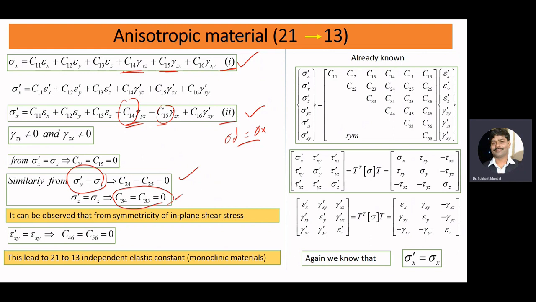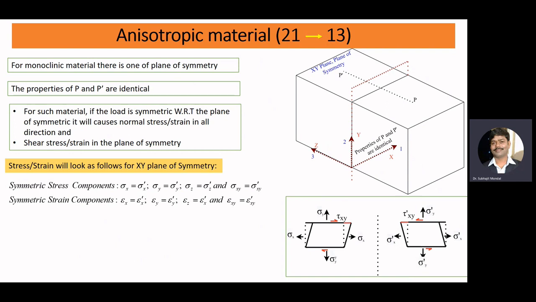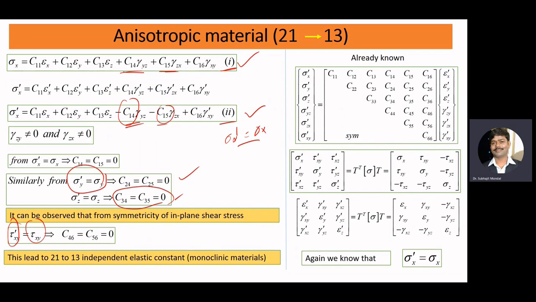Now again, if we consider that tau xy dash and tau xy are also symmetric, because we have assumed that this plane is symmetric, then if we consider the shearing stress in this plane, the shearing stress, if you observe from this side or from this side, should be the same. So tau xy dash should be equal to tau xy, and to achieve that, C46 and C56 should be 0.